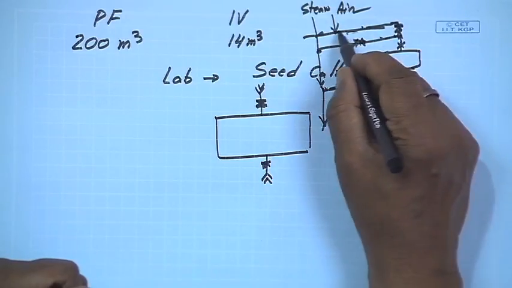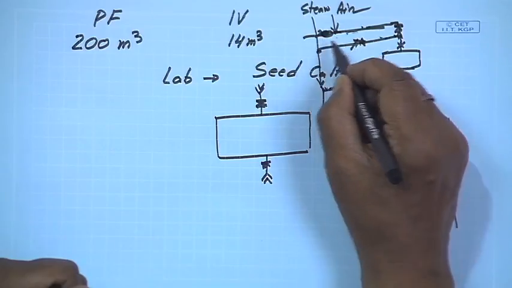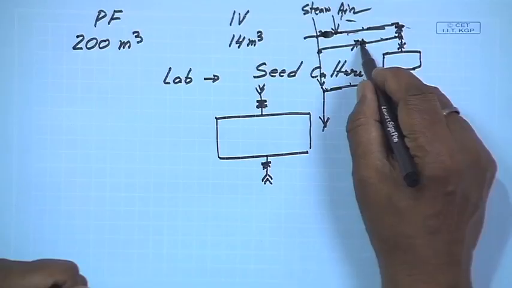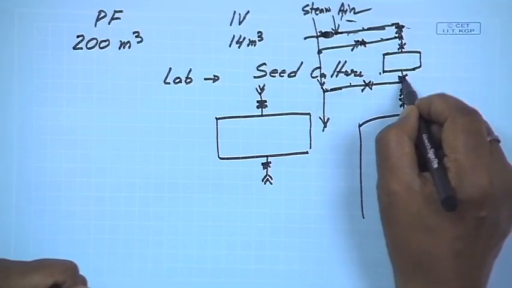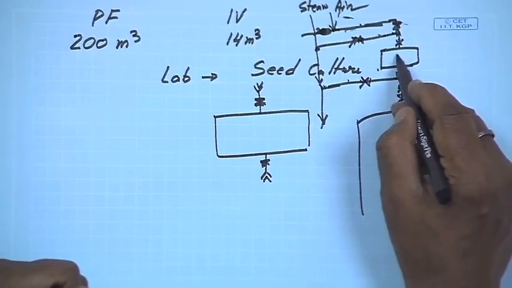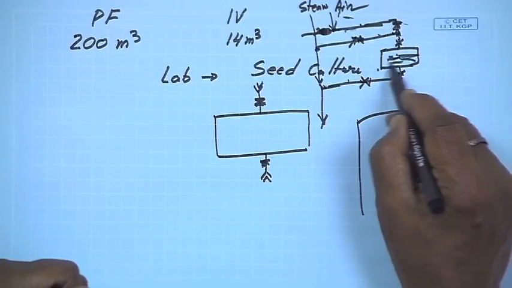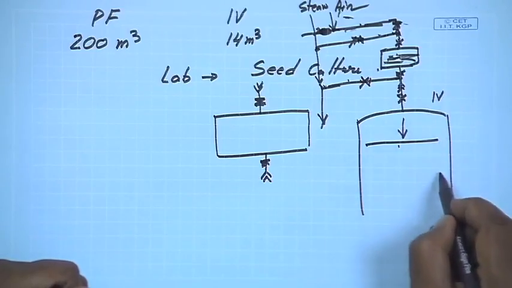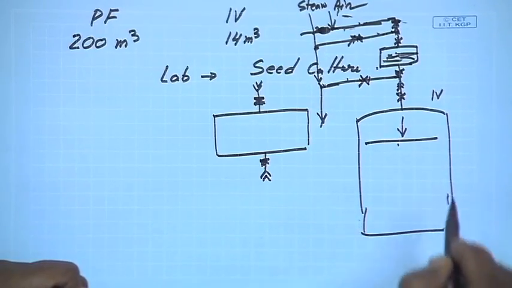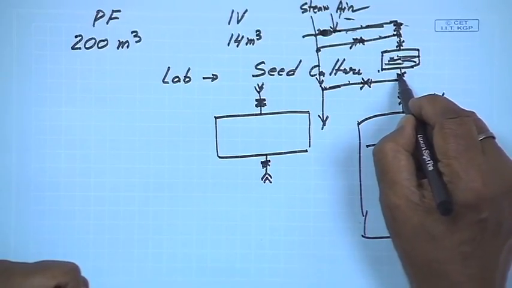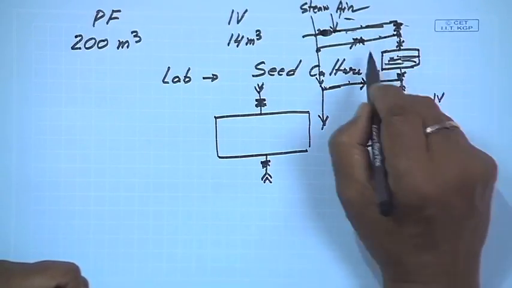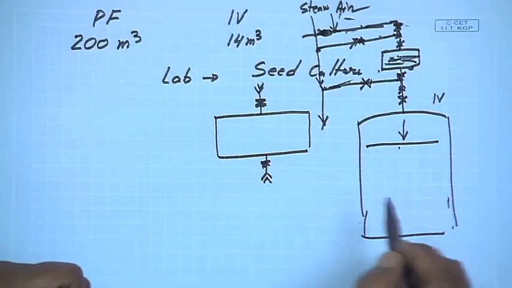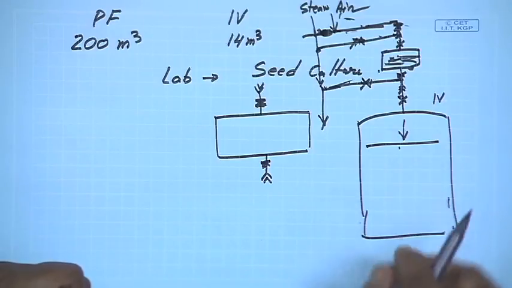Then you open this valve. If you open this valve, the air will go here, and this one is closed. With this air pressure, whatever seed culture is there will come to the inoculum vessel, the IV. You can transfer it. When it is completed, you close it, again pass the steam here so that the whole pipeline is sterilized, and then you run this operation.